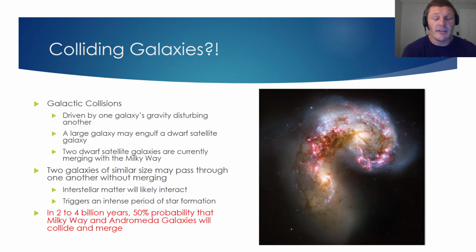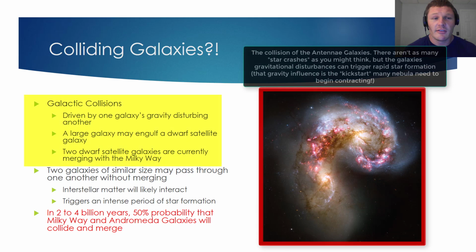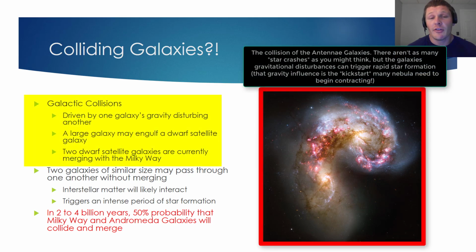Our final consideration in this vodcast are galactic collisions. As previously mentioned, one galaxy's gravity can disturb another galaxy, and it's very possible for a large galaxy to engulf a smaller dwarf satellite galaxy. In fact, our very own Milky Way has two dwarf satellite galaxies, and those dwarf galaxies are currently merging with our galaxy. Now, it's very important to note that the majority of a galaxy is empty space. So when galaxies merge, there will be surprisingly few collisions between stars or solar systems.